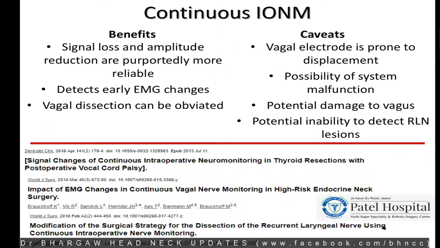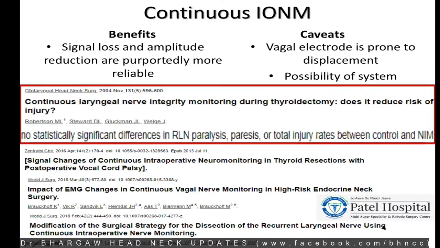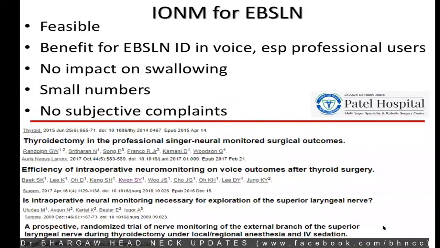Continuous IONM is when we do not use the endotracheal tube with the electrodes, but we actually put an electrode on the vagus, and it gives you a continuous small pulse of amplitude. There are benefits advocated for that, but we leave it to the Q&A also. Having said that, there is data emerging now, even on CIONM, and it shows that there's no statistically significant differences. Remember, it's also been used for the EBSLN.